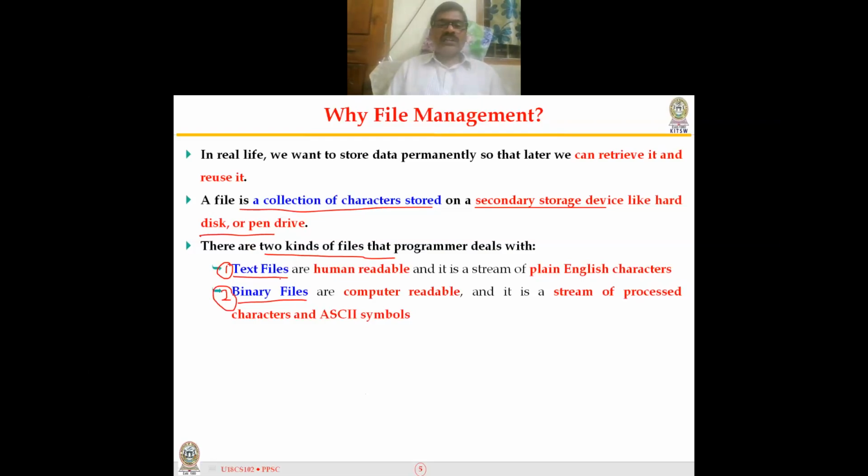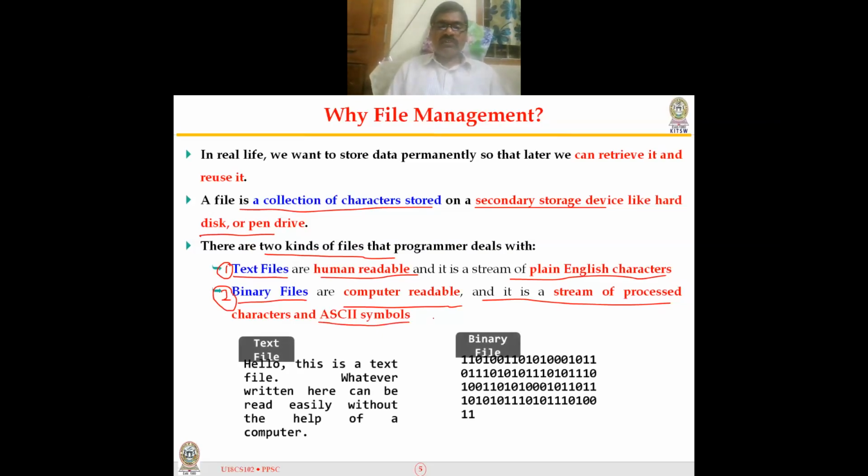So the text files are generally human readable files. It is a stream of plain English characters, whereas the binary files are computer readable. Humans cannot easily read that because it is going to store the data in the form of ones and zeros. So it is a stream of processed characters and ASCII symbols are converted into their equivalent binary form.